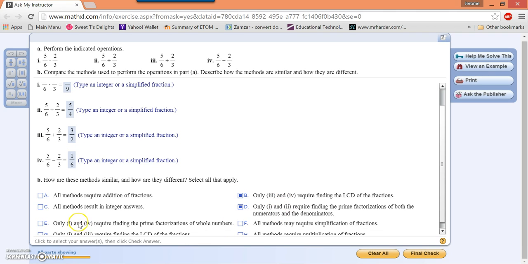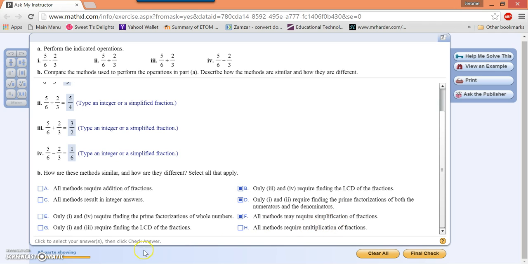Now we come to E. Only 1 and 4 require finding the prime factorizations of whole numbers. Now, there are no whole numbers in any of these fractions, so we know E is incorrect. Now we go to F. All methods may require simplification of fractions. Now it says may, that means it could be or it could be not. And we know with every fraction, if you have a situation where they have more than just one in common, you would simplify. So you would pick this as well because it's possible that it can need simplifying, it's possible it cannot. So F is included.